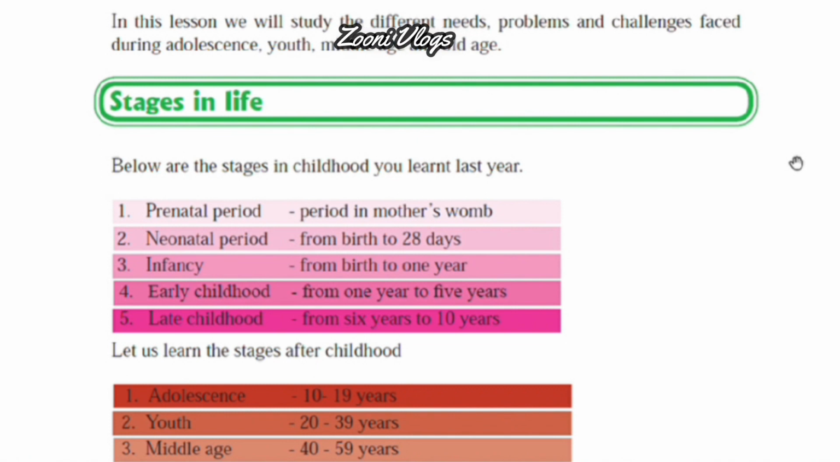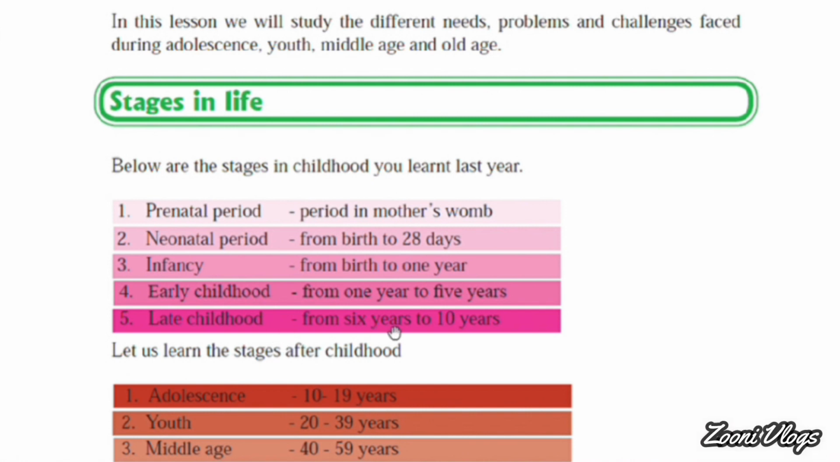Prenatal period: the period in the mother's womb. You can't remember this period. Neonatal period: from birth to 28 days. Most children can't remember this. Infancy: from birth to 1 year. Early childhood: from 1 year to 5 years. Late childhood: from 6 years to 10 years.